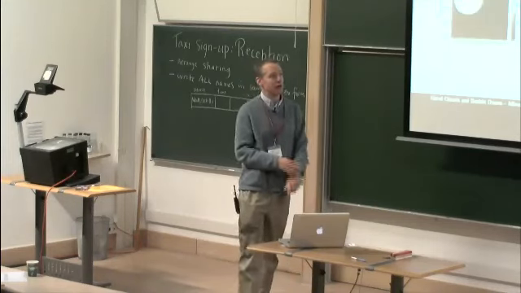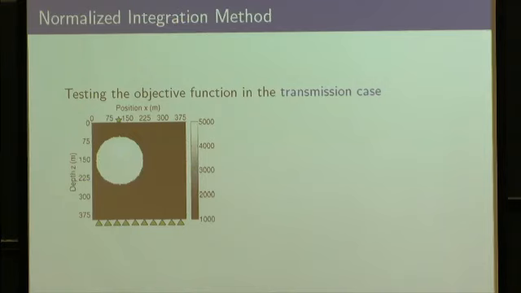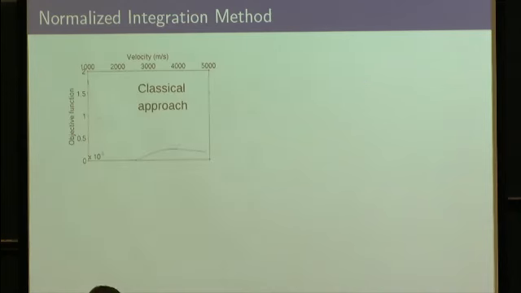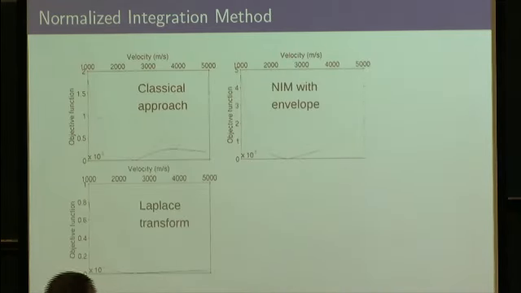Okay, so let's have a look at a very simple example. It's more the transmission case, where I have a shot here and where I have receivers on the other side. And here in black, it's 1 kilometer per second, and here in white, it's up to 5 kilometers per second. And here I just drew some different curves where I change my velocity. So in fact, I change the velocity within the anomaly between 1 to 5 kilometers per second. And here I just plotted my objective function.